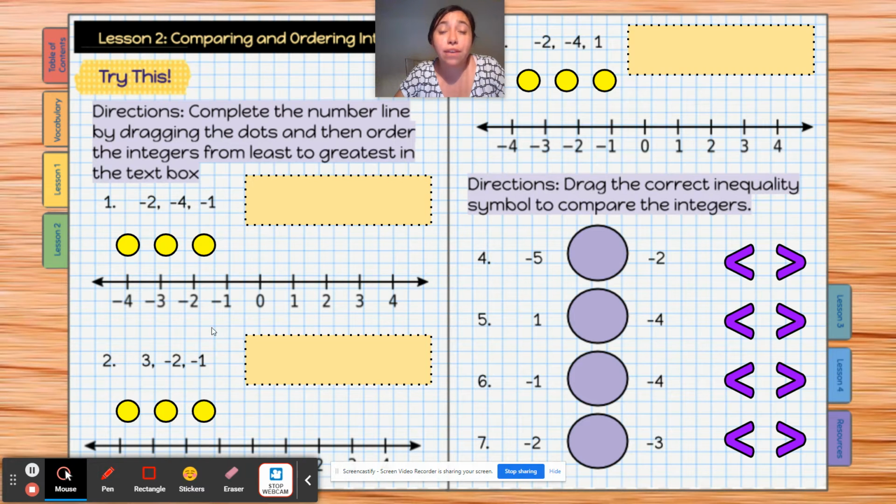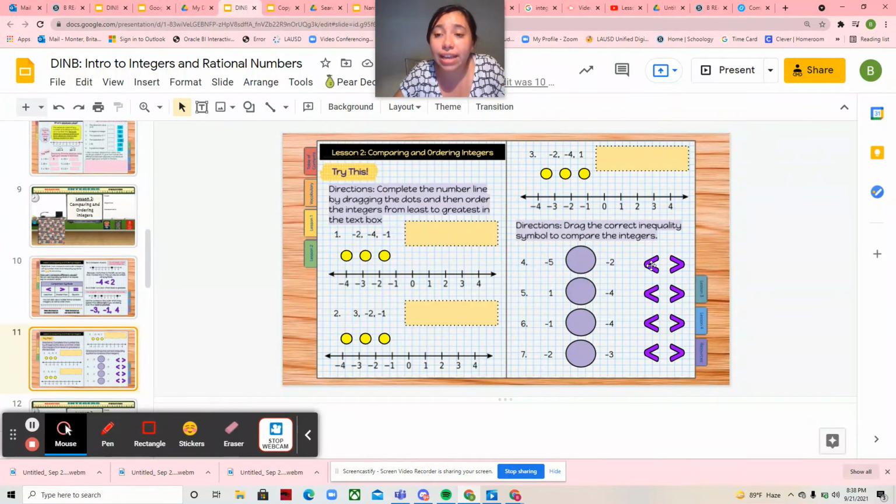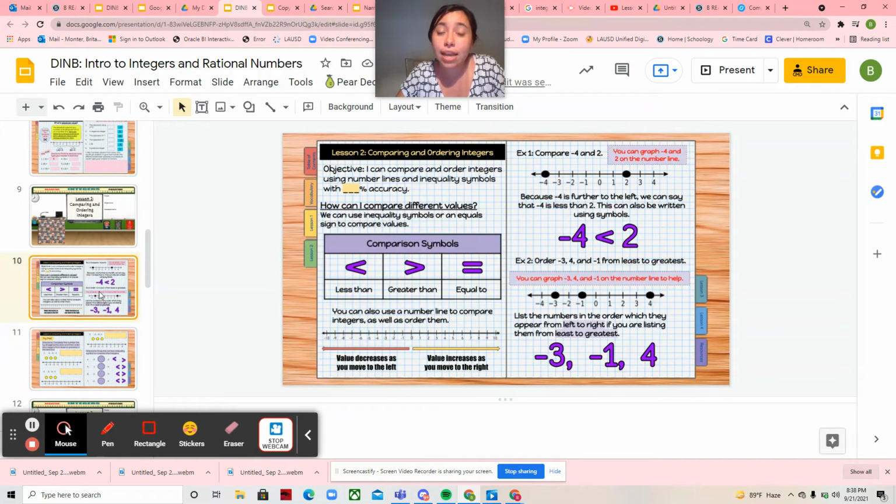And you're doing the same thing for 2 and 3. After you're done, you're dragging these number symbols to what is greatest and to what is least. Now, if you have any questions about this, remember you can go back to slide 10 to review, okay?